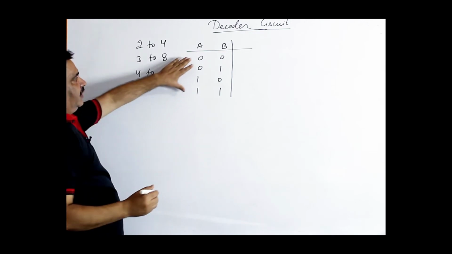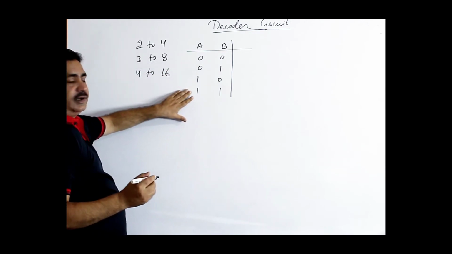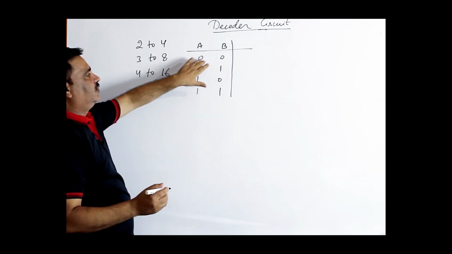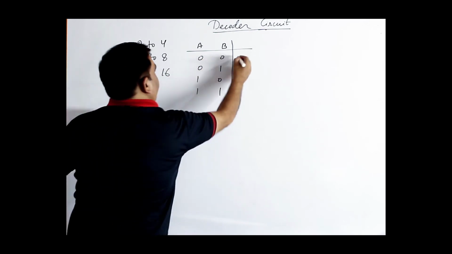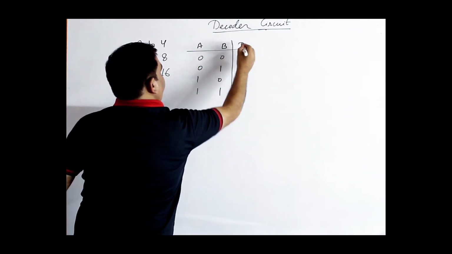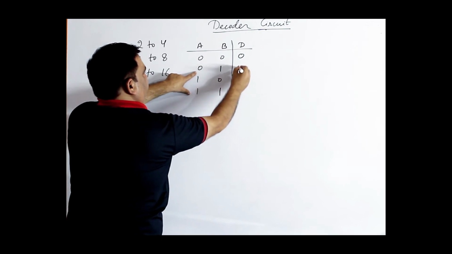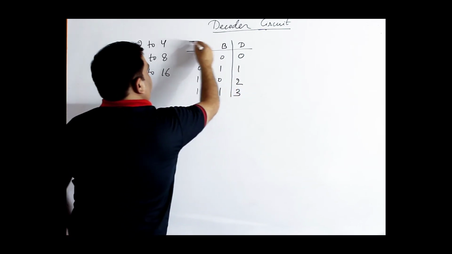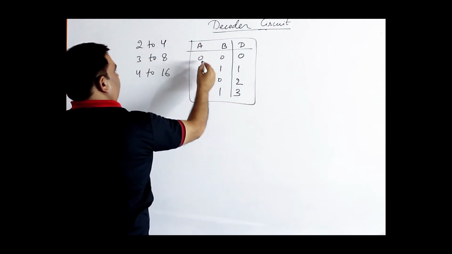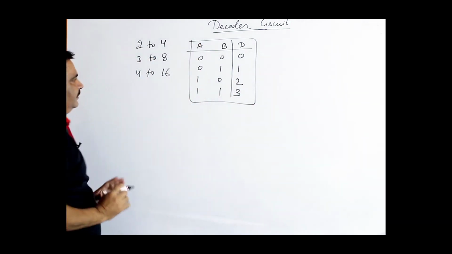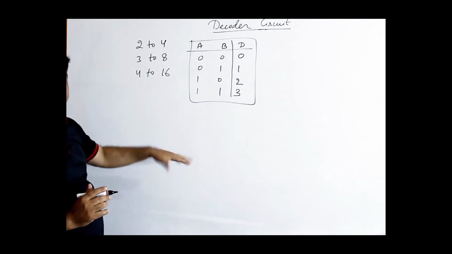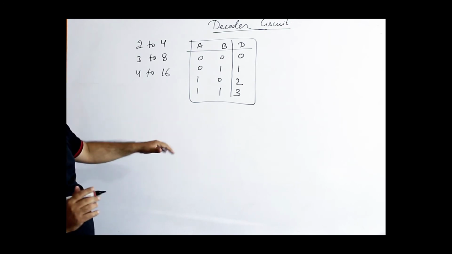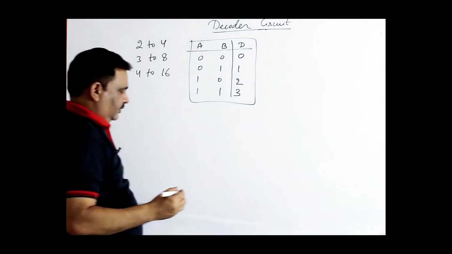For 2 to 4, what is the designation of this? If the binary input is 0 0, then the decimal number is 0; 0 1 is decimal number 1; 1 0 is decimal number 2; 1 1 is decimal number 3. So these are the designations for this input table. How can we get this decimal number? Let us draw the circuit.